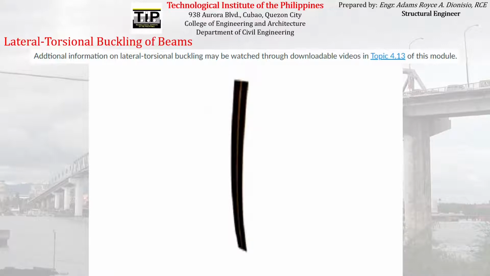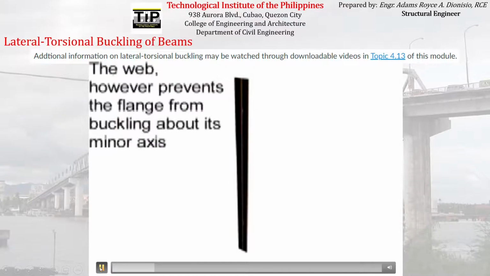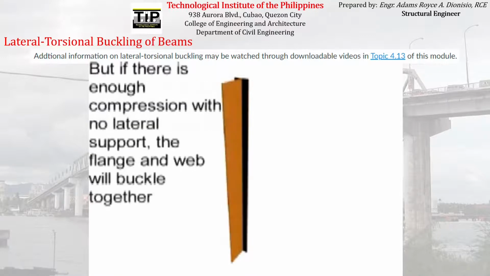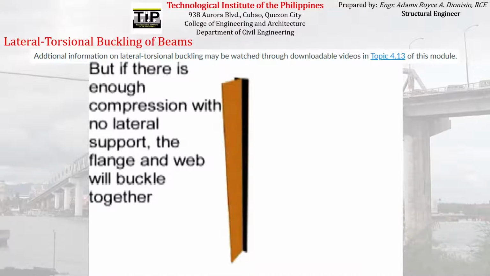For the case of beams, whenever an I-beam experiences bending, the compression flange most likely manifests the behavior of a compression member, obviously because it experiences compression. The web, however, prevents the flange from buckling about its minor axis. So that's the purpose of the web. It prevents the buckling of the element with respect to the minor axis.